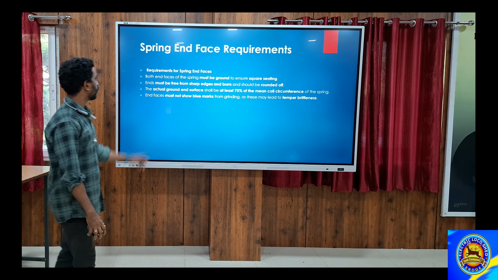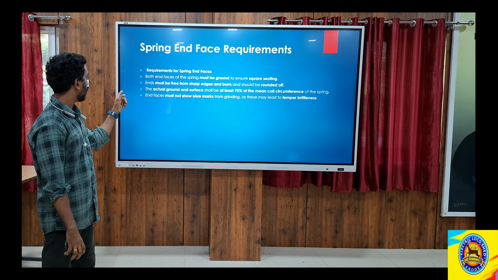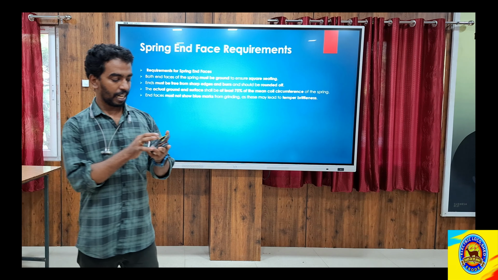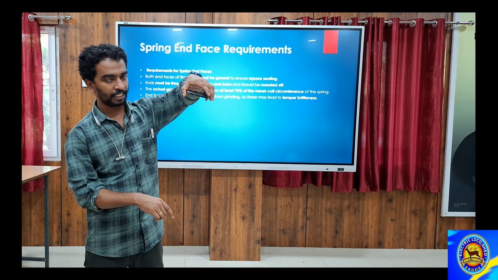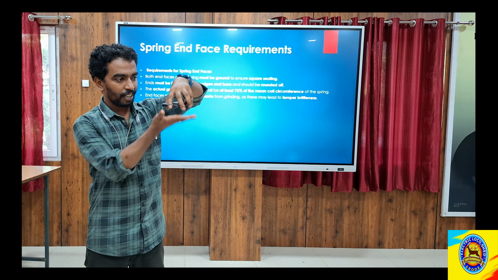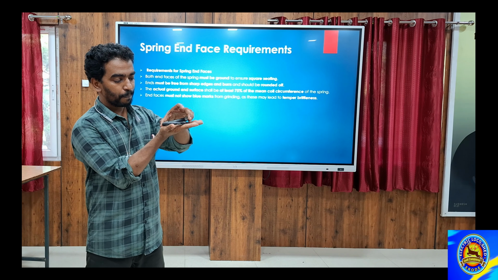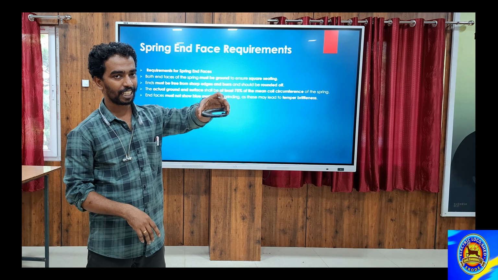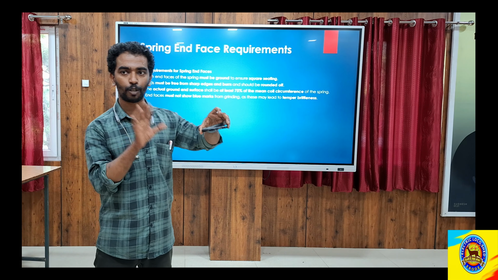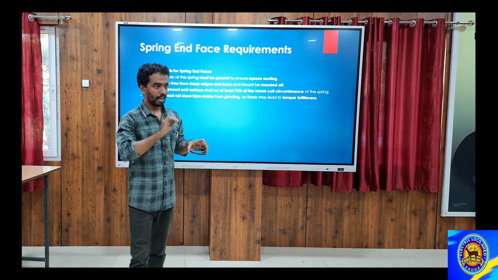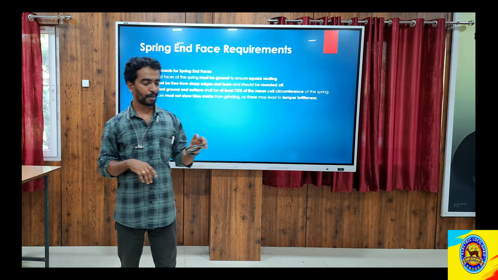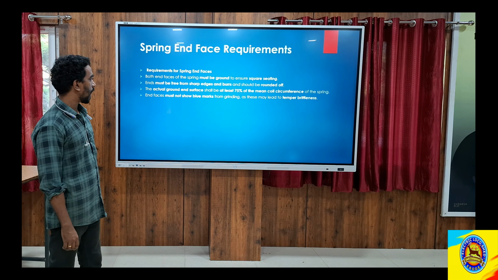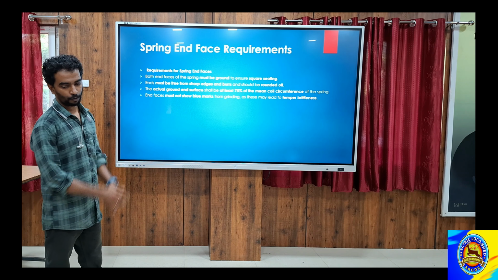Also, this is the first point, the requirement for the spring end face. Both end faces of the spring must be ground to ensure square seating. Square seating means the spring should sit firmly in the place where we are going to place it. There should not be any gap. That is called square seating, meaning perfect seating. There should not be any burrs or any gap between the place where we are placing and the end face. The end must be free from sharp edges and burrs and should be rounded off.